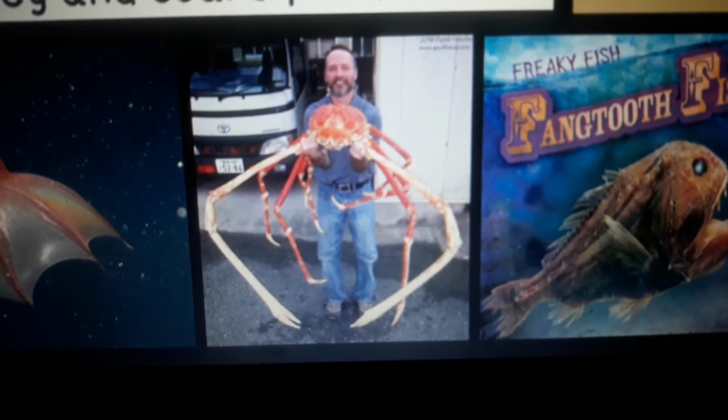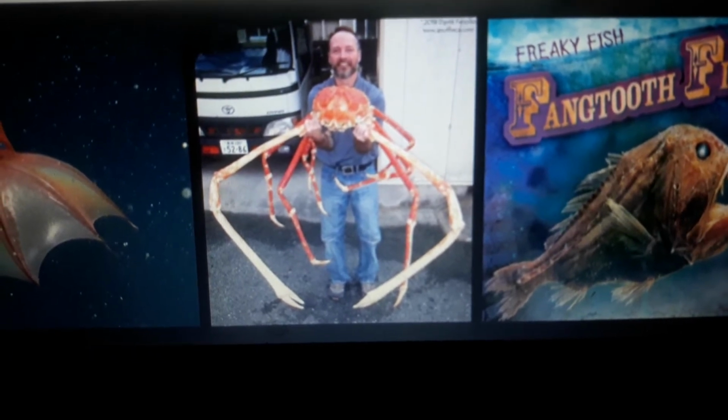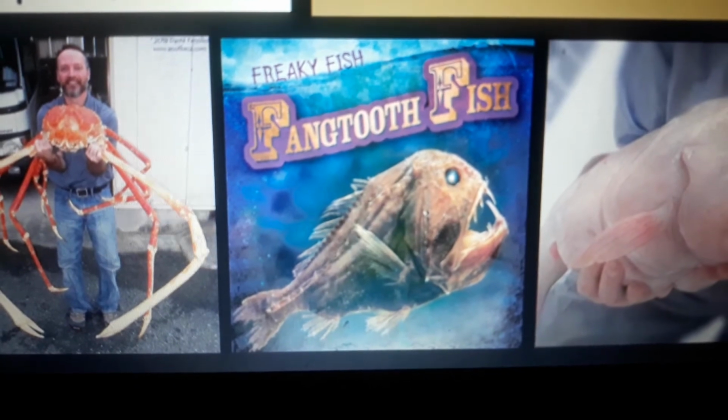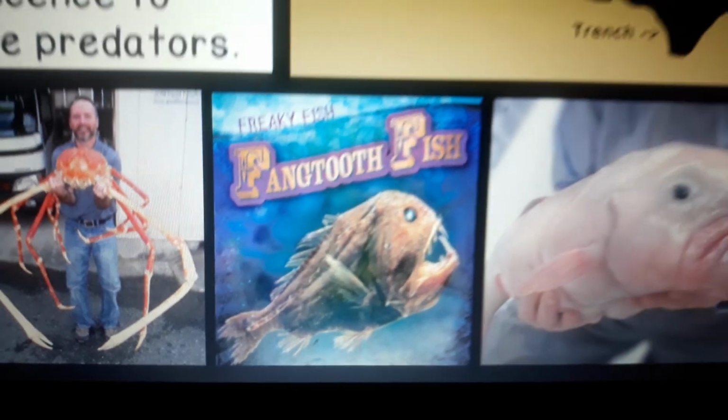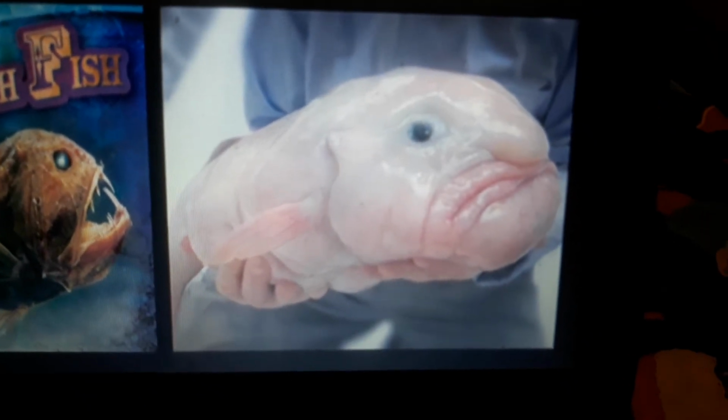This is a Japanese spider crab. Look at how long the legs are on that thing. And here we have a fang-tooth fish. He's pretty scary looking. And this one's really cool. This is called a blobfish. And you can probably see why.